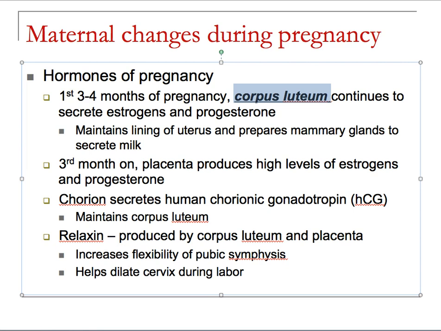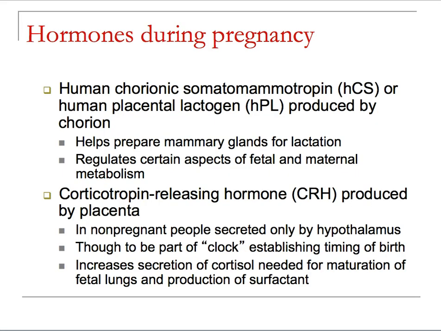Okay, so what else do we need to think about? Well, there are some new hormones, and this is where I'm going to pause and say, no matter how you figure out a way to learn all these hormones, remember you're continually adding to the list of hormones you're encountering. So here we actually have human chorionic somatomammotropin. It can also be called human placental lactogen, which is going to be produced by the chorion.